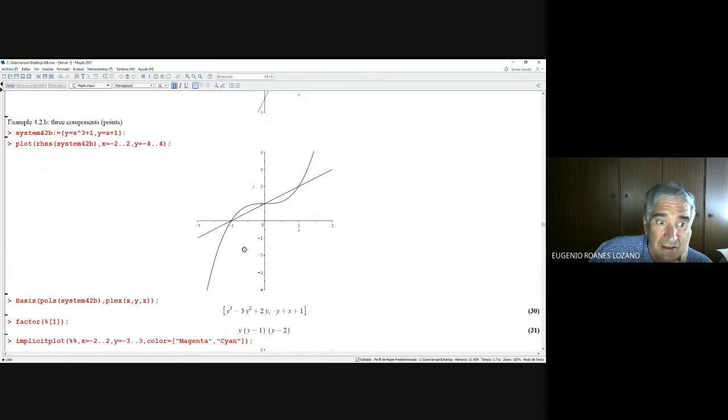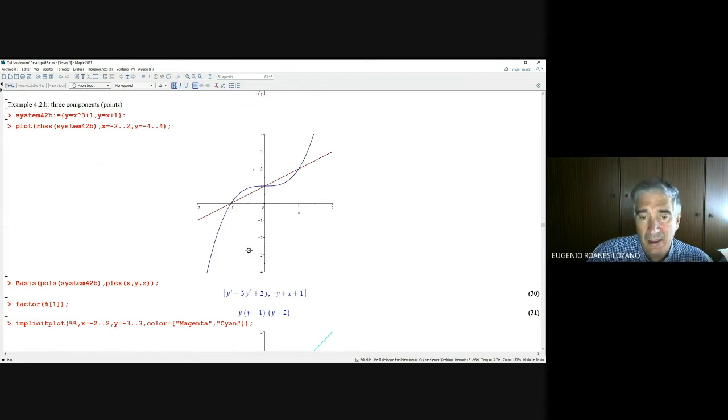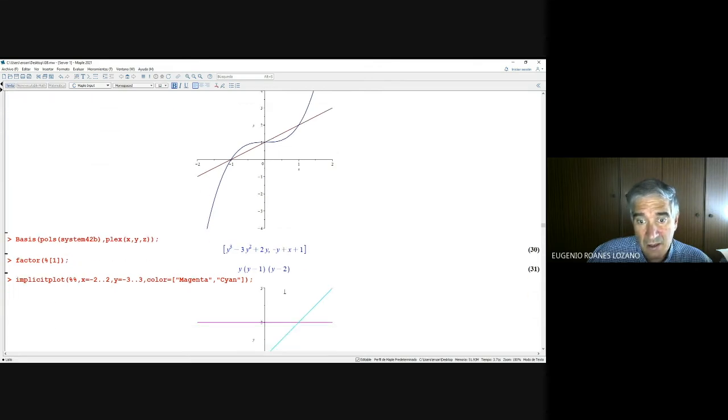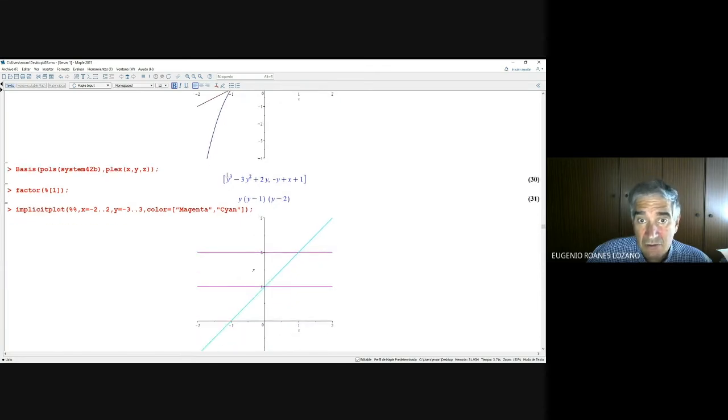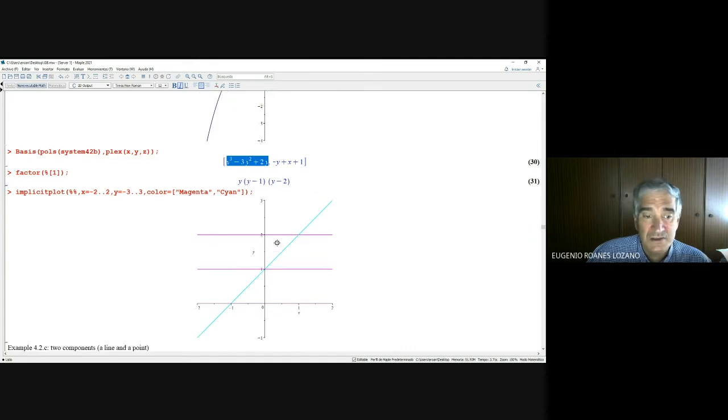We can have cases with more than 2 components. For instance, here we intersect a cubic with a straight line, and the Gröbner basis is again a cubic and a straight line, but it's simpler because really this third degree polynomial consists really of these straight lines. So it has simplified the description of the system.